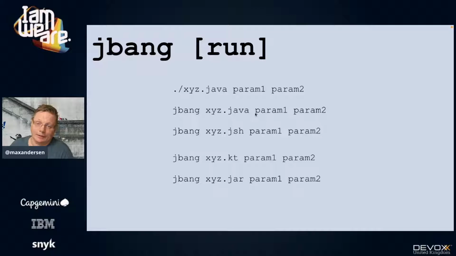With JBang, that's just the same. Whether you're running a Java file, a JShell, even a Kotlin file or a jar, it's the same way. You can pass parameters, and you'll see here XYZ. JShell doesn't support parameters natively. JBang enables that for it.